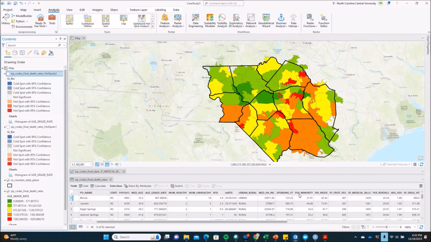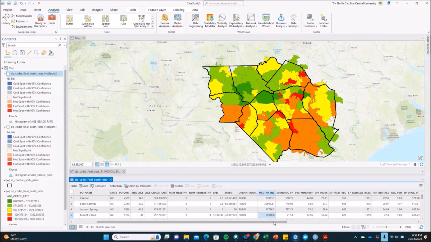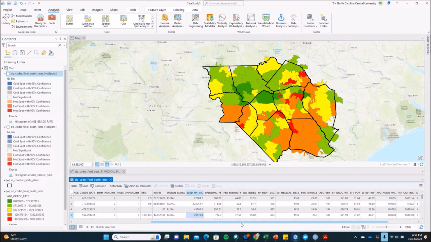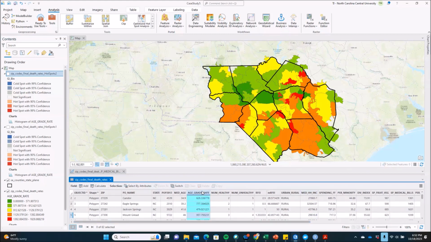Now, the other things that we have here are these other variables attached to median household income. And so if we look at the bottom here, median household income, percent minority, diversity index, spending on fruits and vegetables, average number of vehicles. And basically, I want to see what are the factors that explain this pattern here.